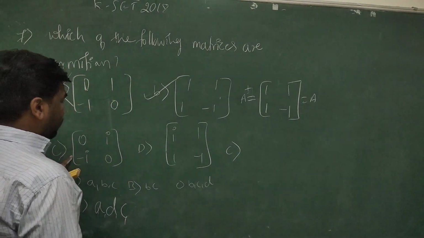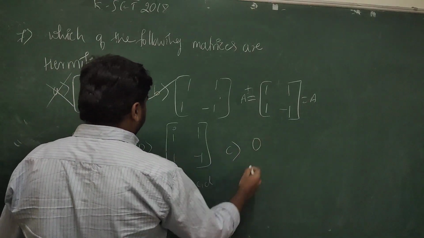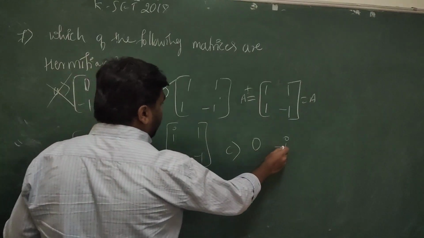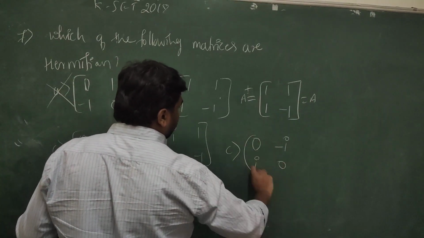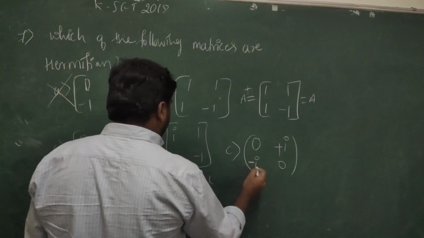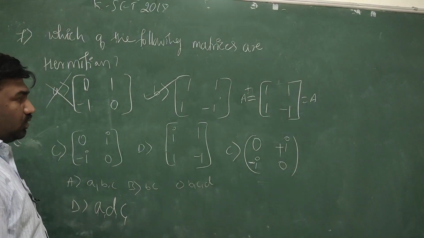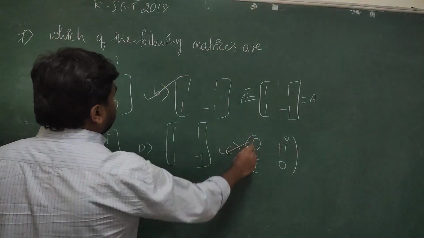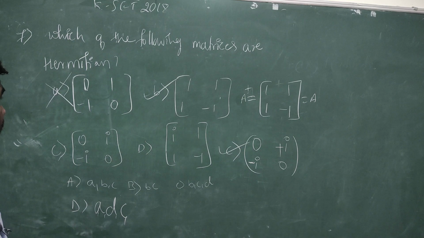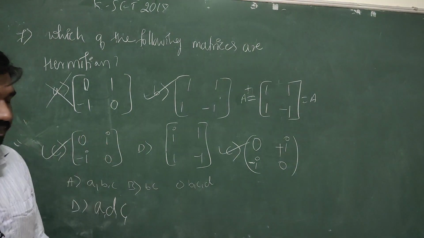Okay. See option number C, 0, I, 0 minus I 0. Change their complex conjugate, minus I to plus I, minus I. So this is also a Hermitian matrix. Option C is also a Hermitian matrix. Which of the following matrices is Hermitian? See, option number B and option number C is Hermitian.